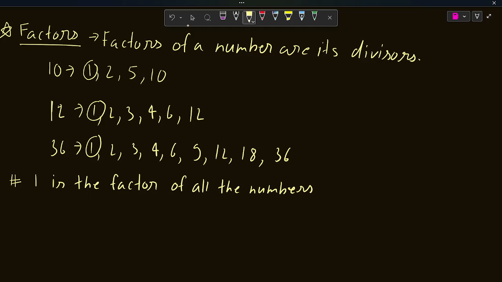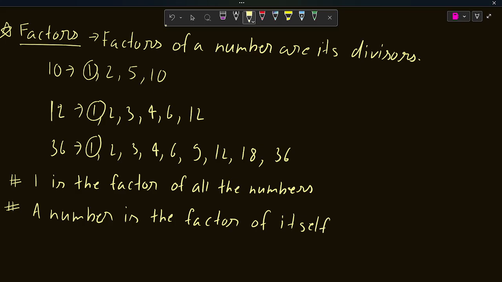So the second point which we should understand is that any number is a factor of itself. A number is a factor of itself.